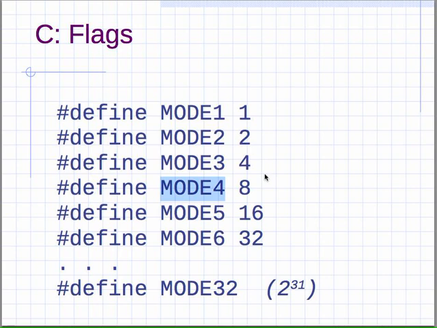These are all powers of 2. This is 2 to the power 0, 2 to the power 1, 2 to the power 2, 2 to the power 3, 2 to the power 4, 2 to the power 5, and so on. And when you get up to mode 32, it's 2 to the power 31, whatever that is as a decimal number you can put out here.